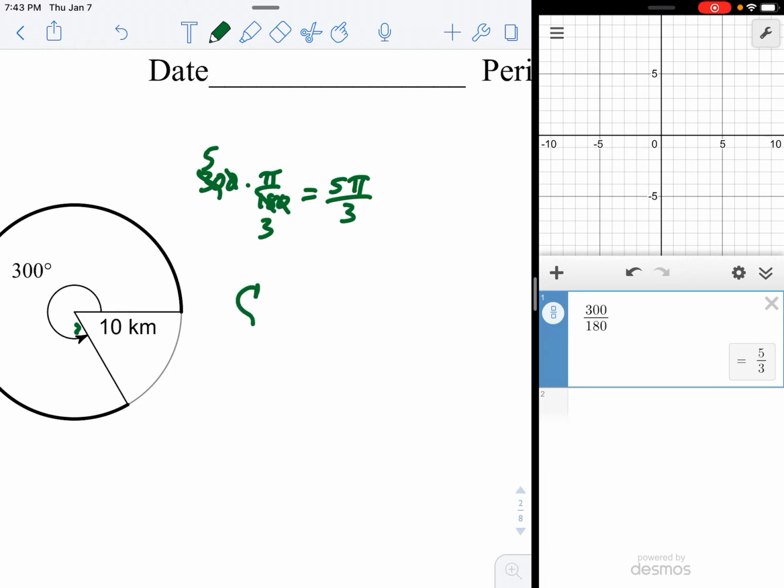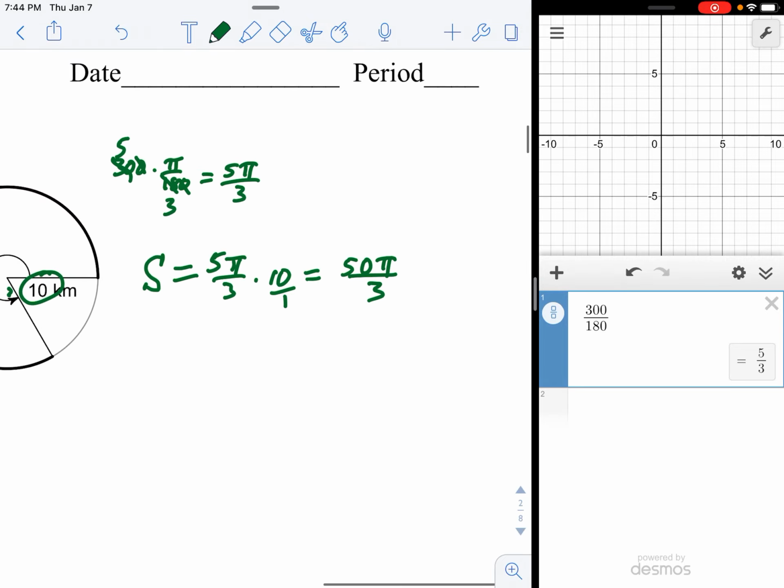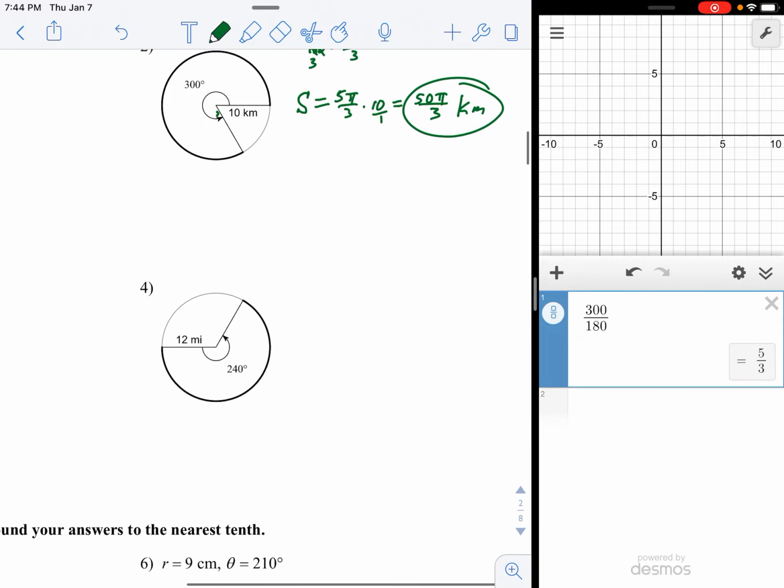sector length, so this is S, arc length, good grief, I gotta say it right. S for length, that's really confusing, is theta, which is 5 pi over 3, times r, which is 10. 5 pi over 3 times 10, put the 10 over 1, that's 50 pi over 3. And the unit of measure in this problem is kilometers. So 50 pi over 3 km.